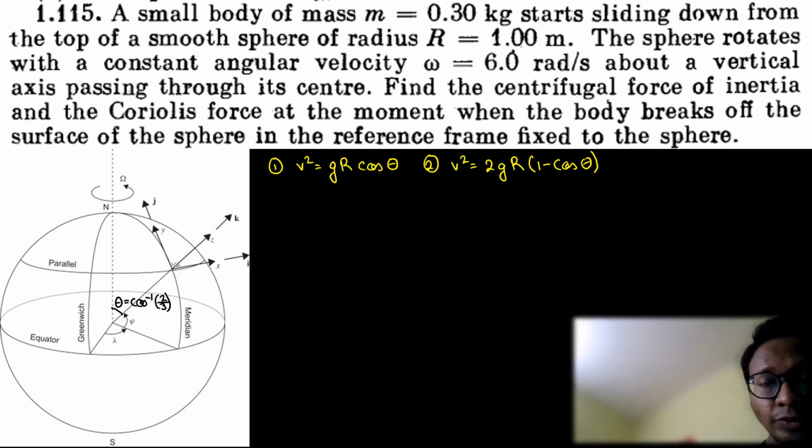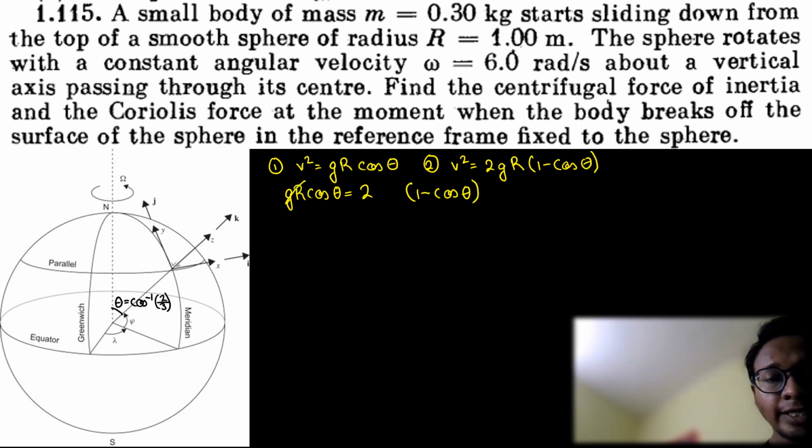Now when we solve these two equations, we get v square is equal to gr cos theta and v square is equal to 2gr into (1 minus cos theta). So can I say gr cos theta is equal to 2gr into (1 minus cos theta)? Okay, gr and gr would get cancelled.